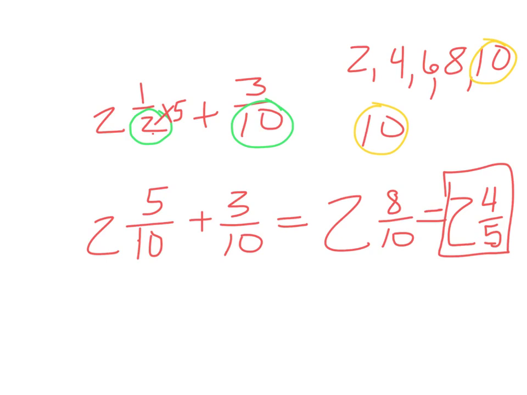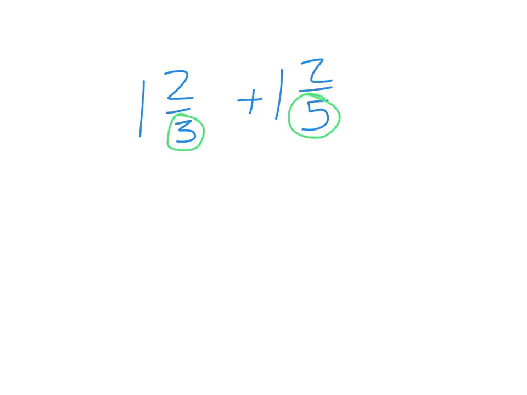Should we do one more mixed? Let's do mixed. If I have 1 2/3 plus 1 2/5. All right, so need a common denominator between 3 and 5. What is a multiple of 3 and 5? That's how I need to say it. 15 is correct. Anybody else have a better one? 15 is great. Okay, so 1 and something over 15.